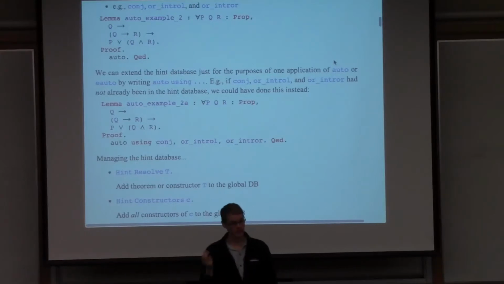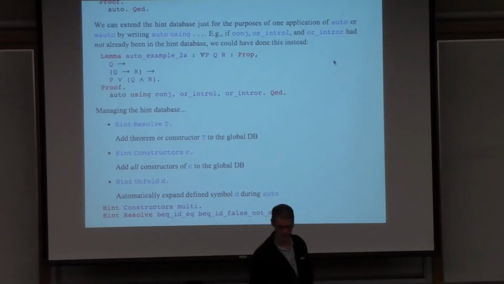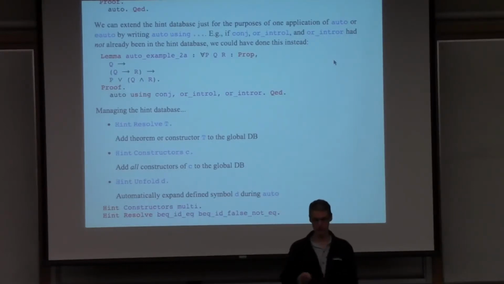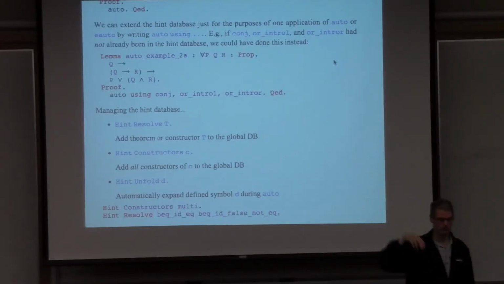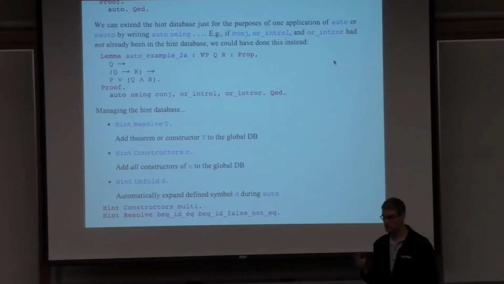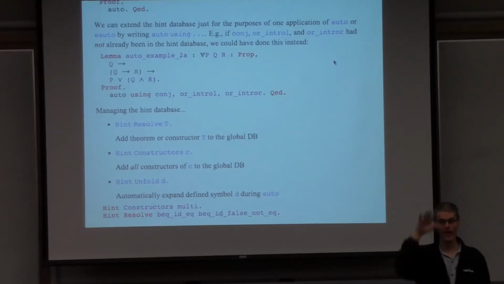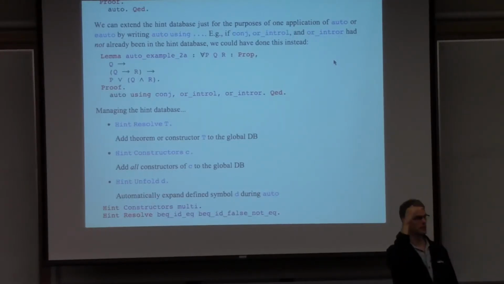You can also permanently extend the hint database by these kinds of commands. So hint resolve, hint constructors, hint unfold. Hint resolve takes any theorem that you've proved and adds it to the hint database. Hint constructors is a kind of convenience. So hint constructors T, where T is some inductively defined type, adds all of the constructors. So it's as if you said hint resolve C1, hint resolve C2, and so on for each constructor.